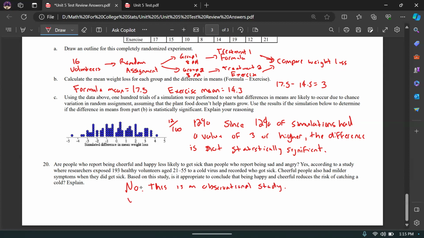We can't establish a causal relationship unless we have an experiment with random assignment.